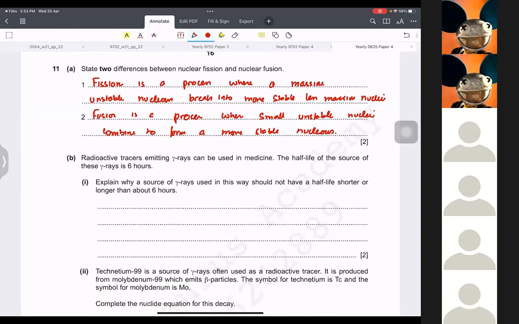Now, radioactive tracers emitting gamma rays can be used in medicine. The half-life of the source of gamma rays is 6 hours. Explain why the source of gamma rays used this way should not have a half-life shorter or longer. Now, it's saying radioactive tracer. So if you eat this medicine, its half-life is 6 hours. So the gamma rays should quickly go out of your body, right? If the substance remains in your body, it will harm you. And if it is too short, how will you check what is wrong with you, right?